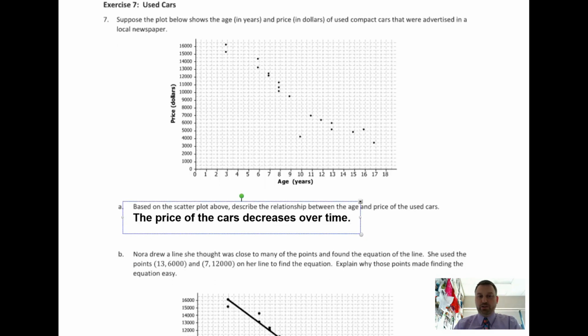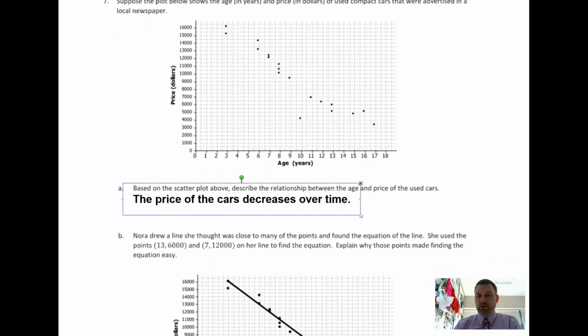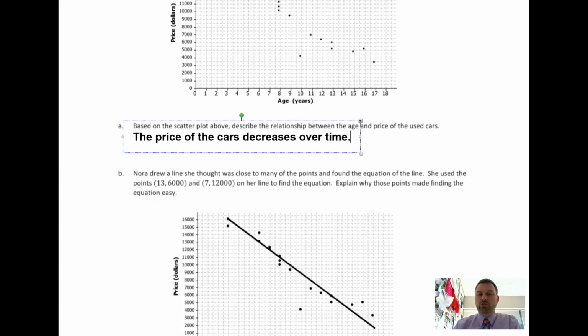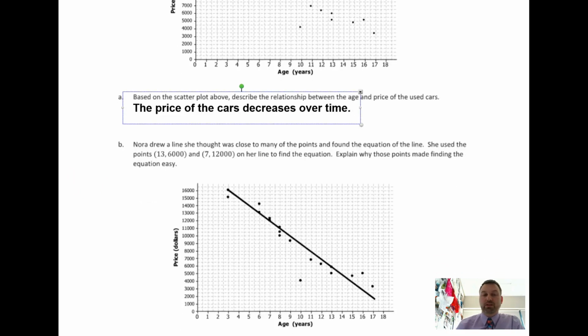Okay, it says Nora drew a line she thought was close to many of the points and found the equation of the line. She used the points (13, 6,000) and (7, 12,000) on her line to find the equation. Explain why those points made finding the equation easy. Okay, well, if you quickly found the slope, you would get 6,000.